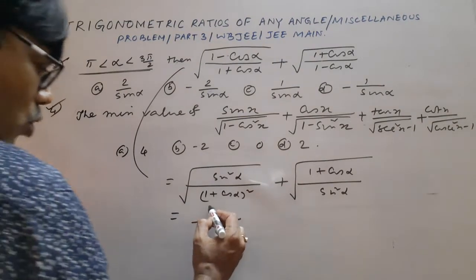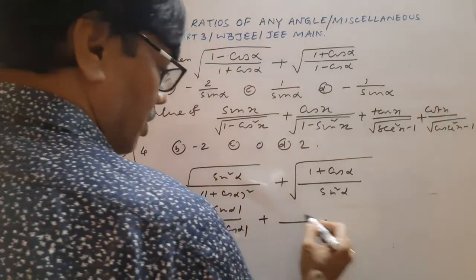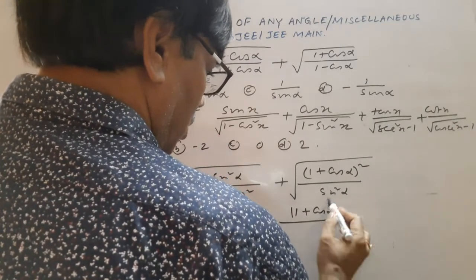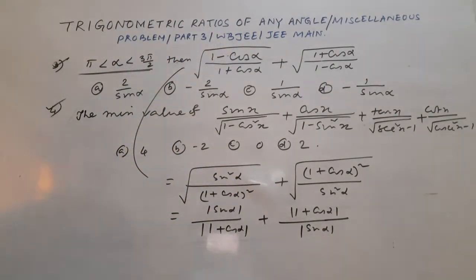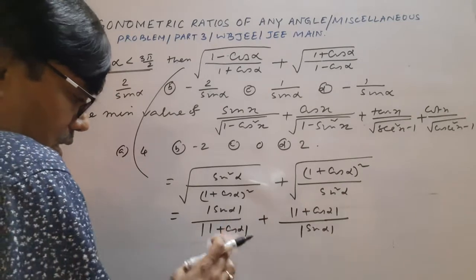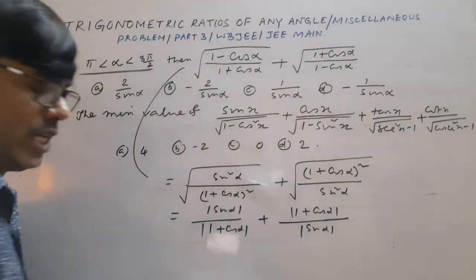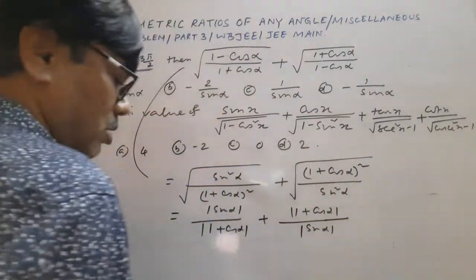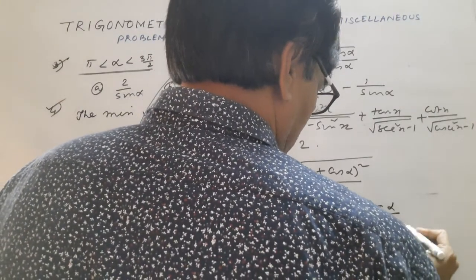Now this is mod sin alpha, this is mod 1 plus cos alpha. Removal of root over sin, this is mod sin alpha. Now look, 1 plus cos alpha: cos alpha lies between minus 1 and plus 1, so 1 plus cos alpha is always positive. That is why we are taking this as 1 plus cos alpha. So this is sin alpha minus sin alpha by 1 plus cos alpha.